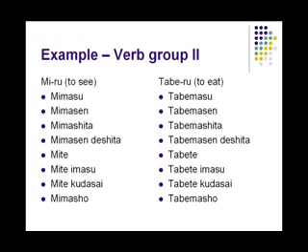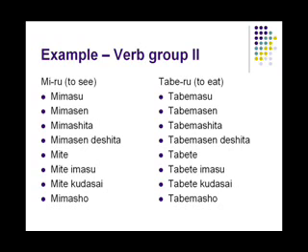Mitte is the te form. Mitte imasu is the te imasu form. This means I am seeing. It's the present continuous form. Mitte kudasai is the te kudasai form. This means please see. It is the request form. Mimashou is the suggestion form. It stands for let us see or shall we see, depending on whether it is a statement or a question.